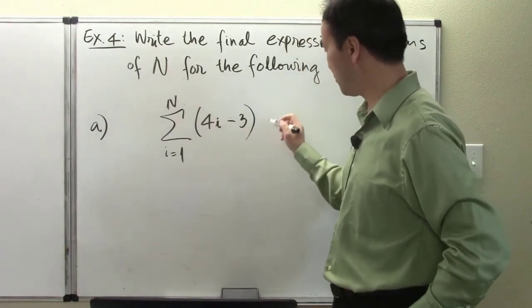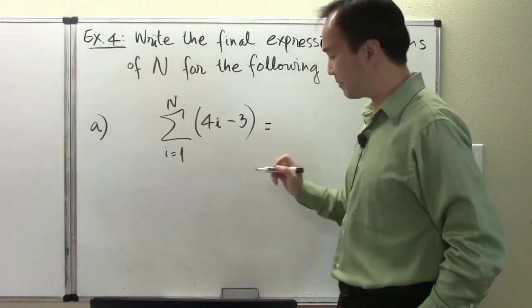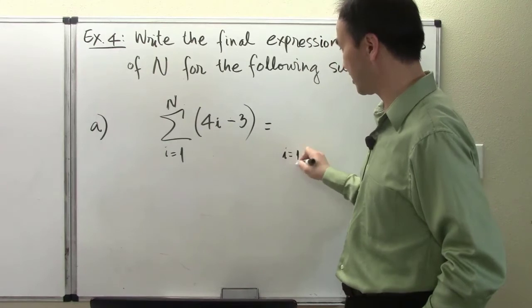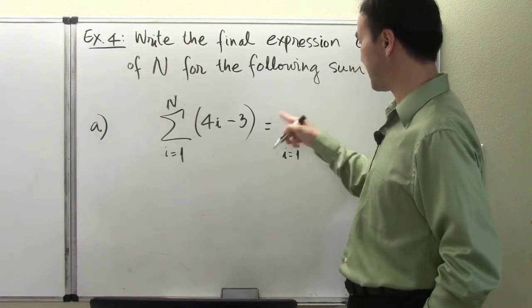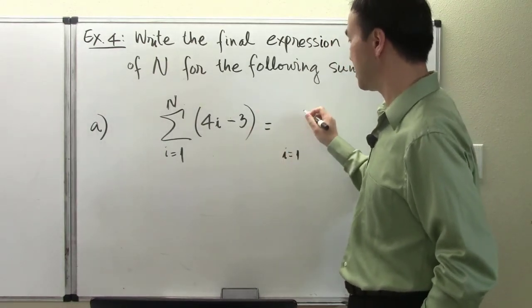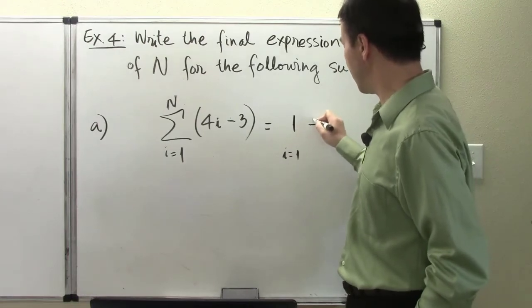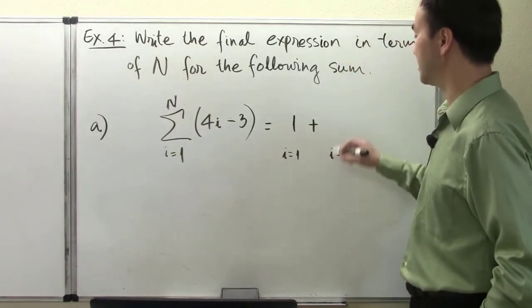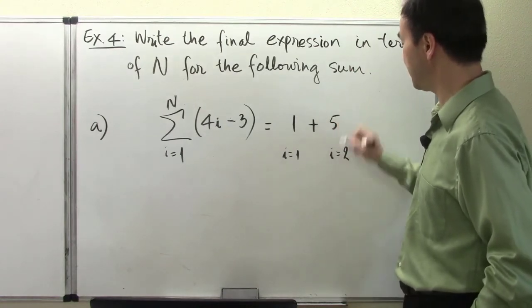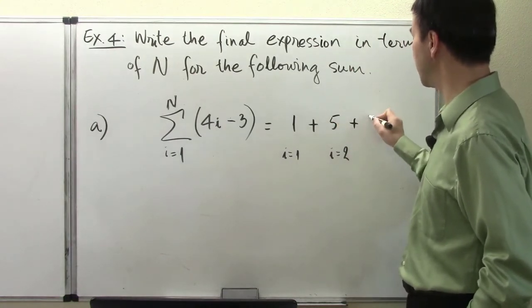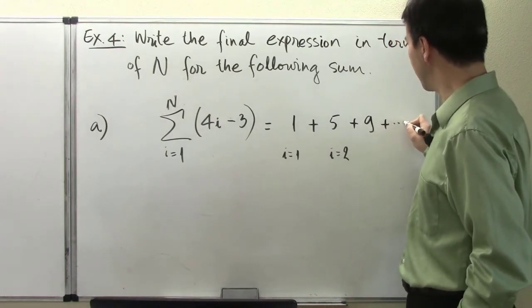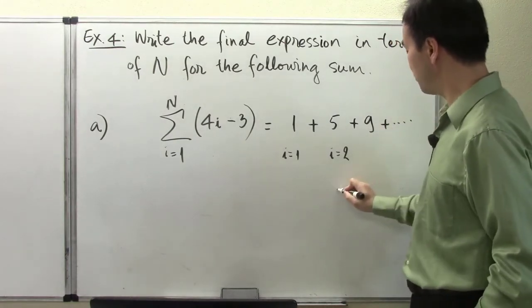So for example, again, this is not a requirement, but let me just do a quick demonstration. For the first term, when i equals 1, the value is going to be 1. Then in the next term, when i equals 2, that's going to be 5, and the next one is going to be 9, and so on and so on.